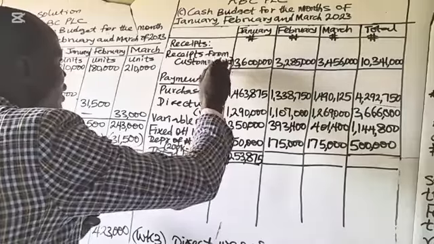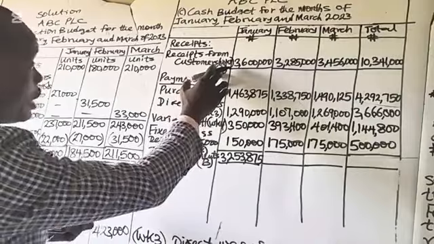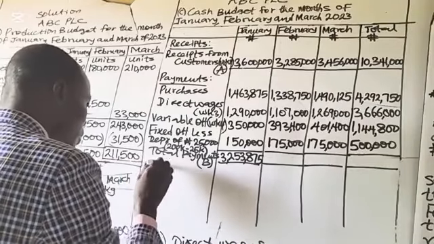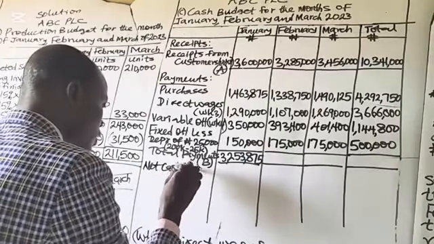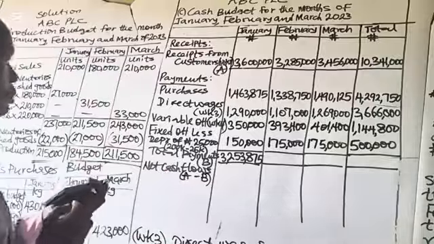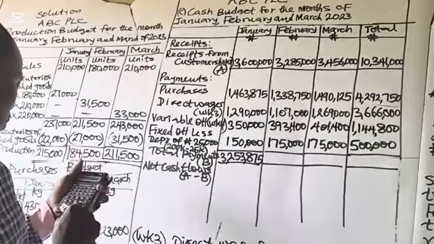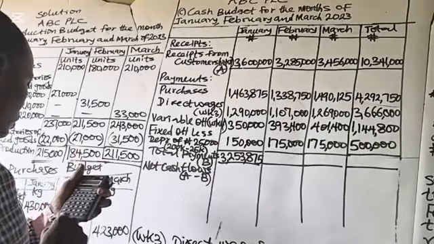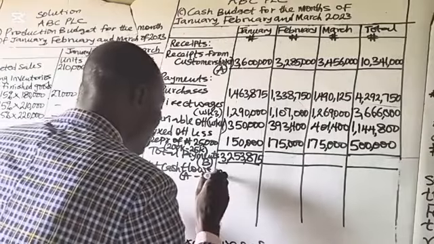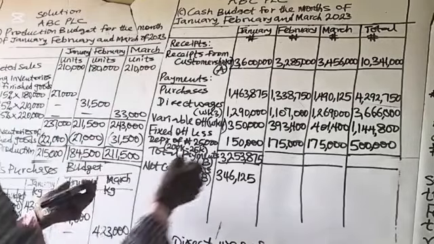Now, if this is the total receipts, let's have our receipts to be A. So receipts minus payment will give us net cash flows. Receipts less payments, A minus B. 3,253,875 subtracted from 3.6 million. We have the net difference of 346,125 for the month of January.